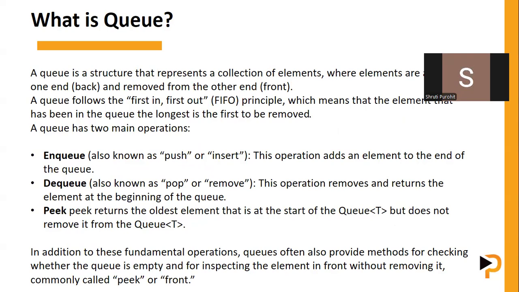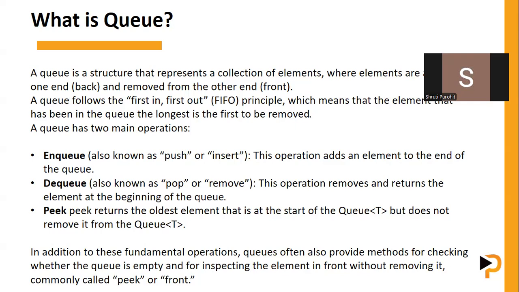EQ is one operation. This operation adds elements to the end of the queue, and DQ is the operation that removes the element from the beginning of the queue. Peek returns the oldest element, which is at the start of the queue, but does not remove it from the queue. It only reads that particular element.